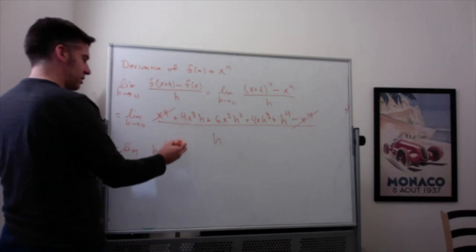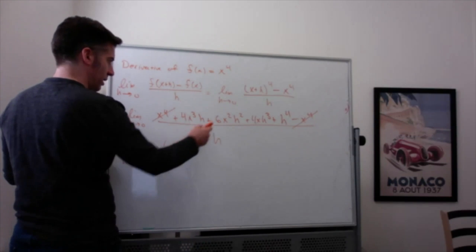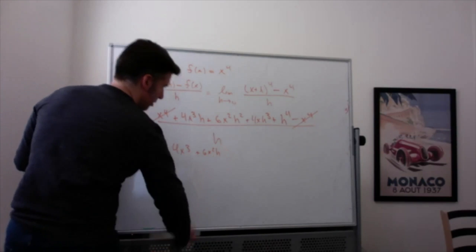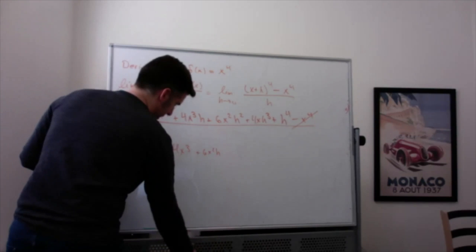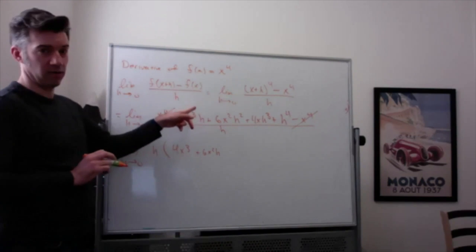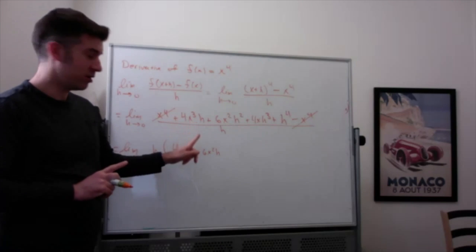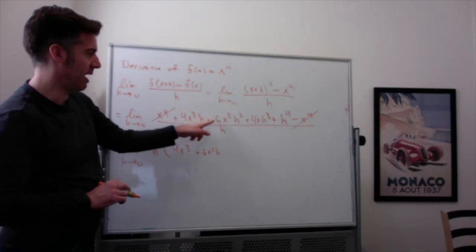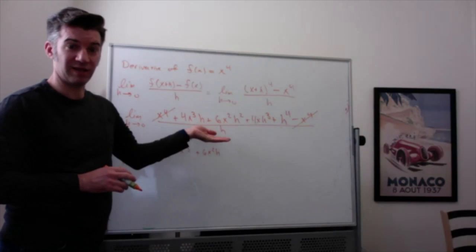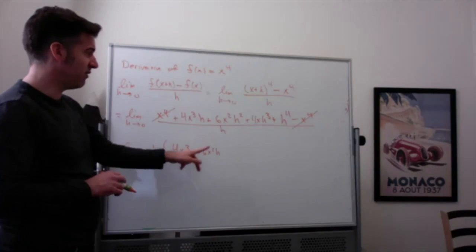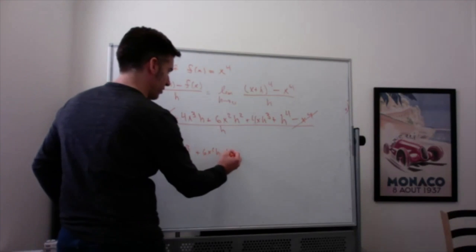I get a 4x cubed. I get a 6x squared h. And here's what's going to happen every single time. The first term that's left, the one that's x to a power and h to the 1st power, when you factor out an h from there, you're not going to be left with any h's. But everything after that has a power of h that's more than 1. And so even when you factor out 1 h, you're still left with h's in all the remaining terms.